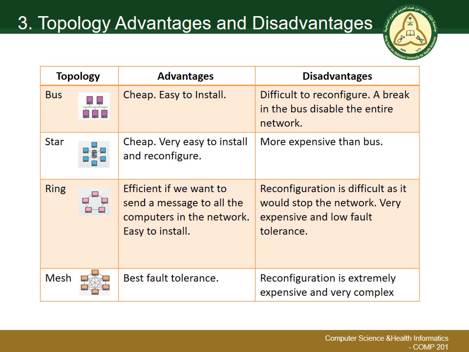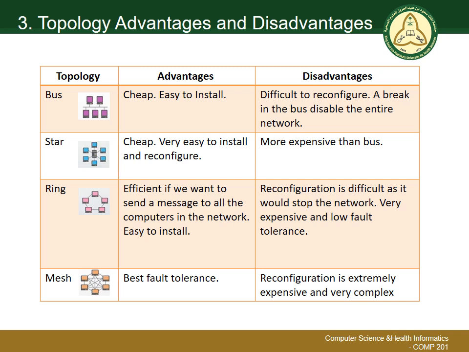With ring topology, it is efficient if you want to send a message to all other computers in the network, and easy to install. It's not hard to install, but hard to reconfigure. Mesh topology, its main advantage is best fault tolerance, because we always have a path to send the message through.